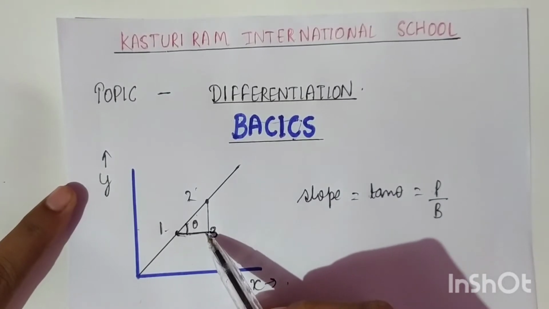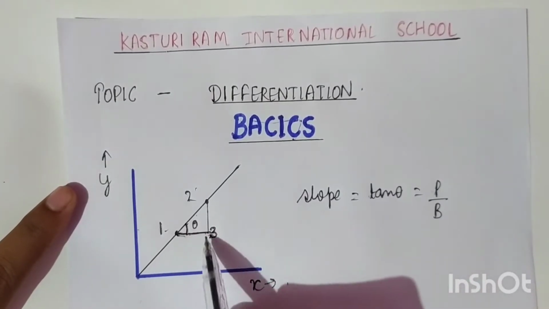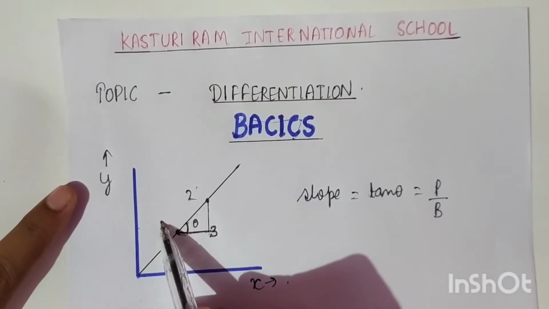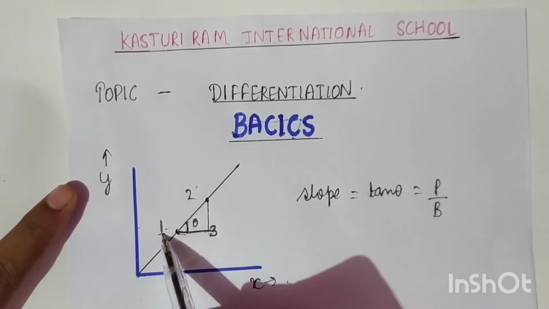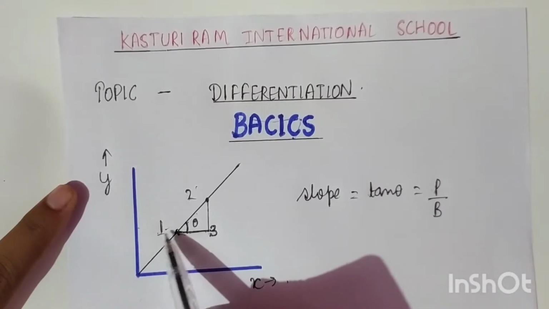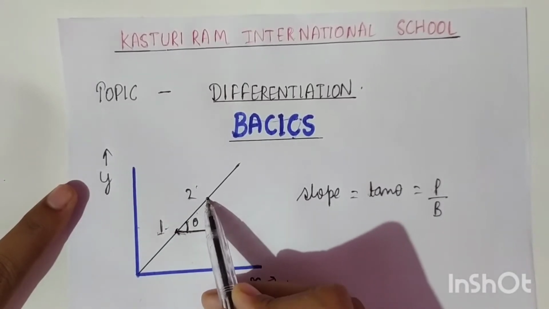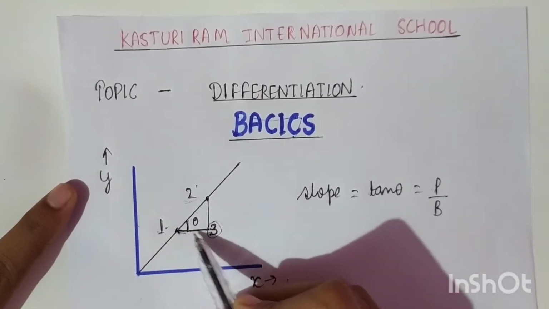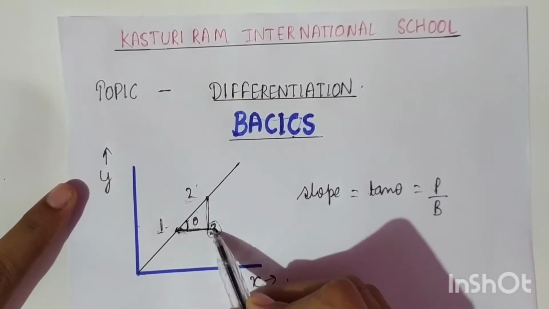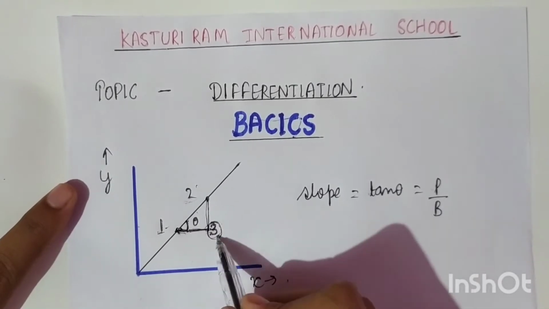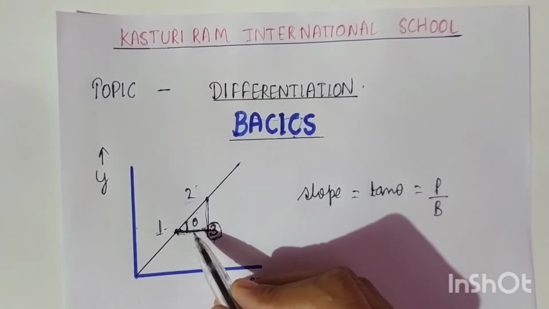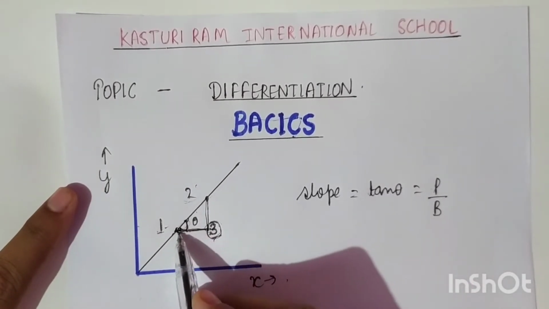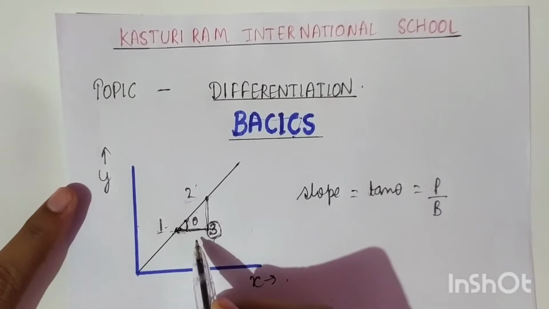Simply, we can name 2 points. We have marked this point as 1, and this point we have assumed as point number 2, and these 2 points are joined at a point, we can say at this point 3. These points 1 and 2 are making an angle theta with the x-axis.